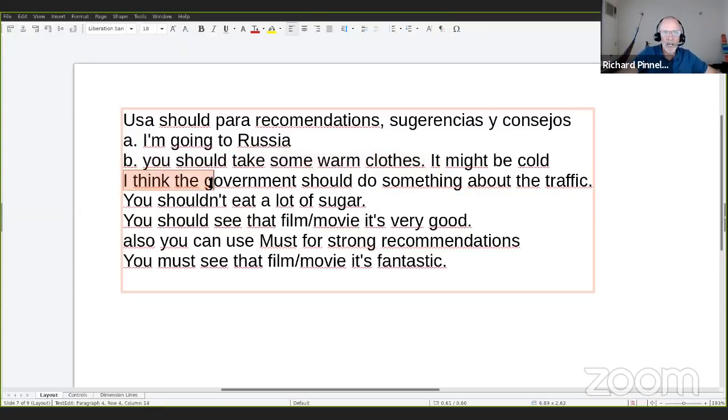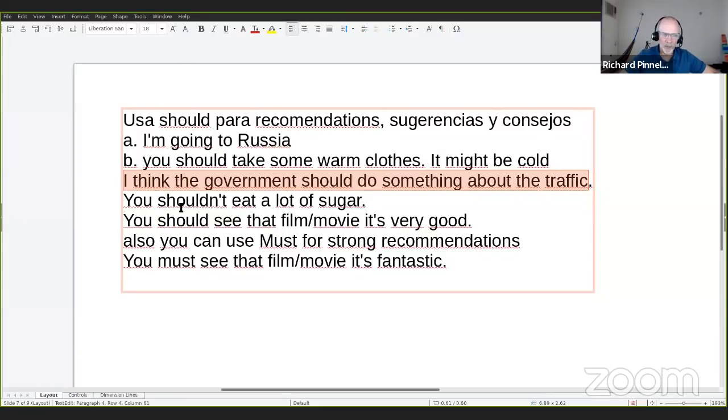Good. I think the government should do something about the traffic. Ingrid. I think the government should do something. No. Very, very difficult, muy difícil. I think the government. I think the government should do something. Something. About the traffic. Good.